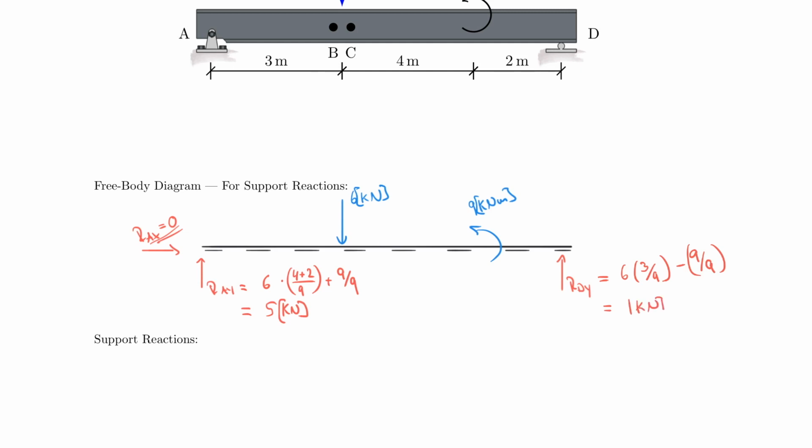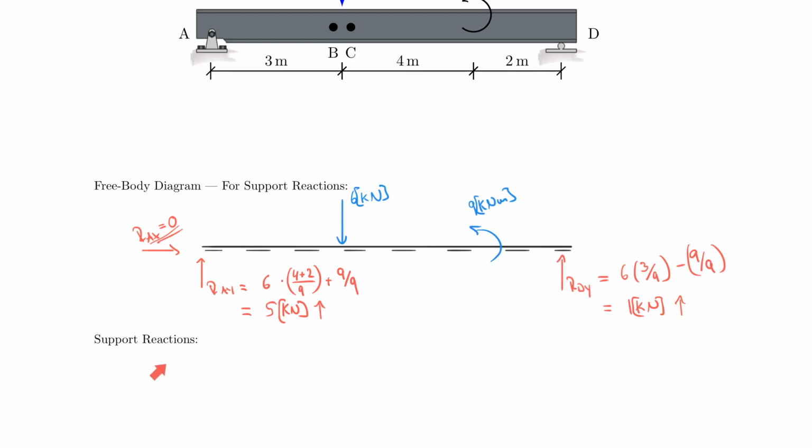And please keep in mind that the 1 kilonewton is really going up, and the 5 kilonewton is also going up. So I don't even need to worry about flipping any signs, but those are the results you should find. And now you can go ahead and find your internal forces through cuts. I will do that on the next page.